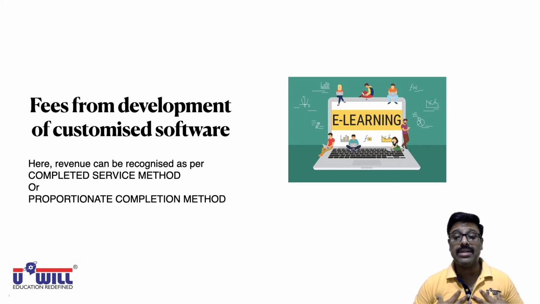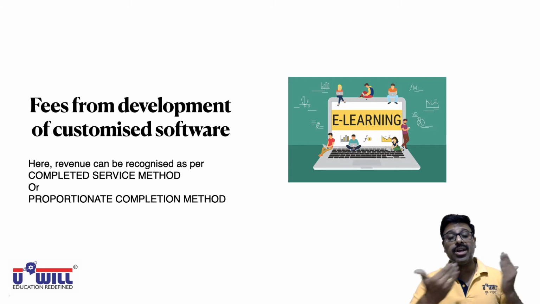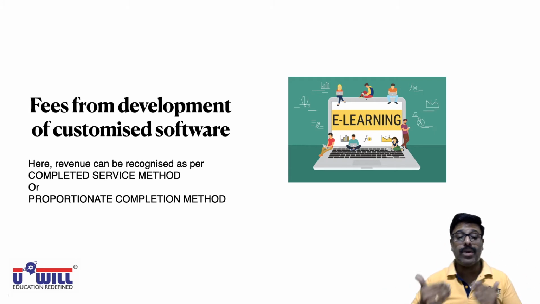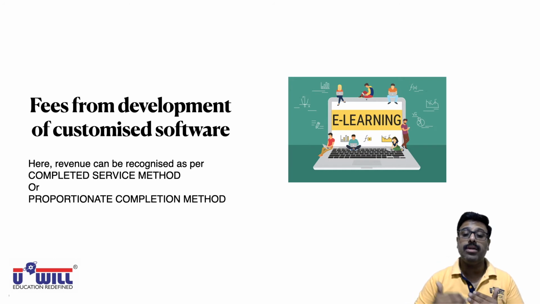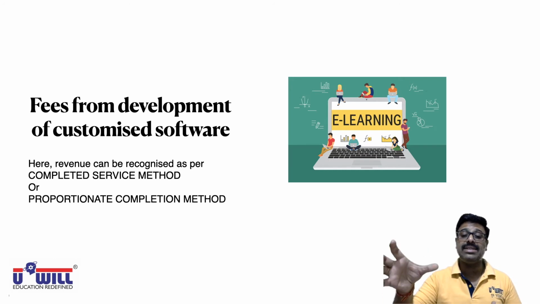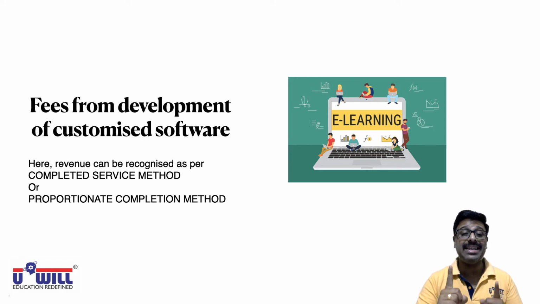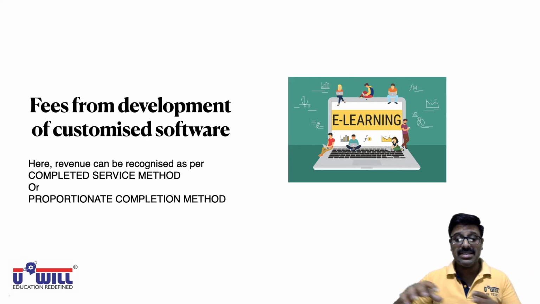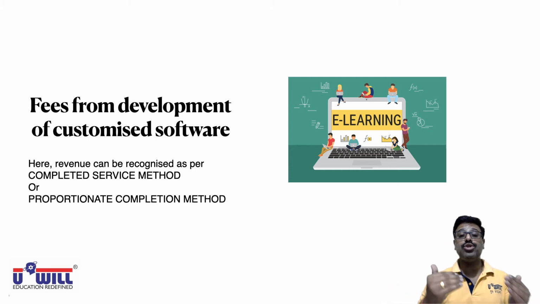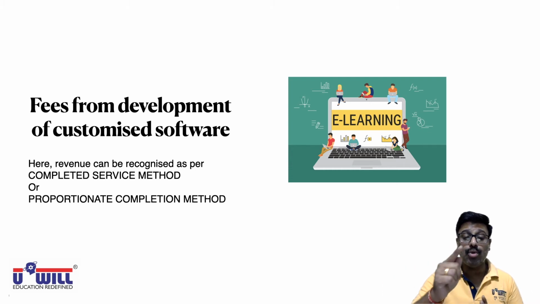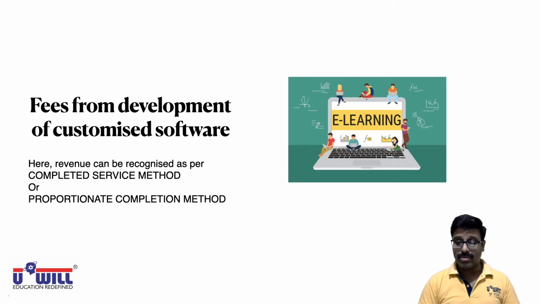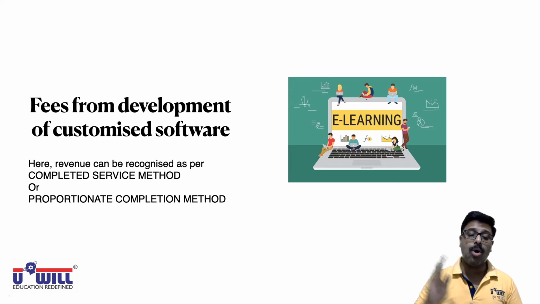So here we require the service of the service provider on a continuous basis. As and when he provides us the service, we pay him some amount for tackling our problems, and he records that in his books of accounts. So he is not doing a single activity. He is giving us the services in series of acts, and there he applies proportionate completion method. So you note down this entire thing as it is in your notebook from this slide. Fees from development of customized software. Here the revenue can be recognized as per completed service contract method or proportionate completion method.